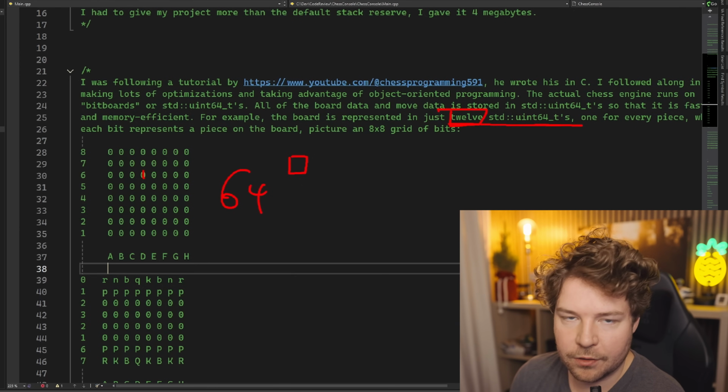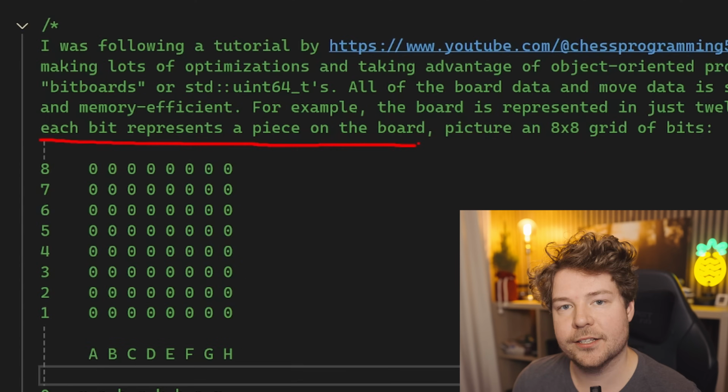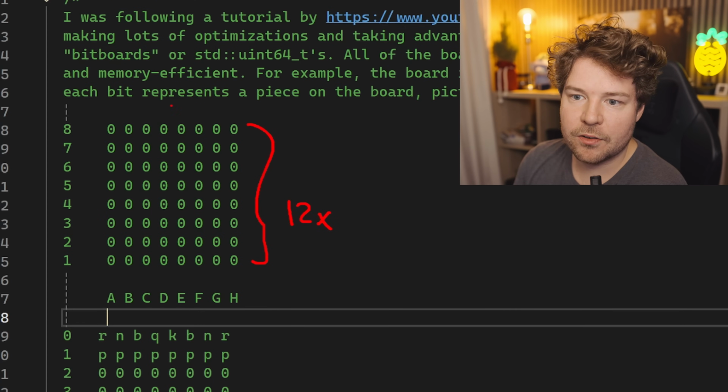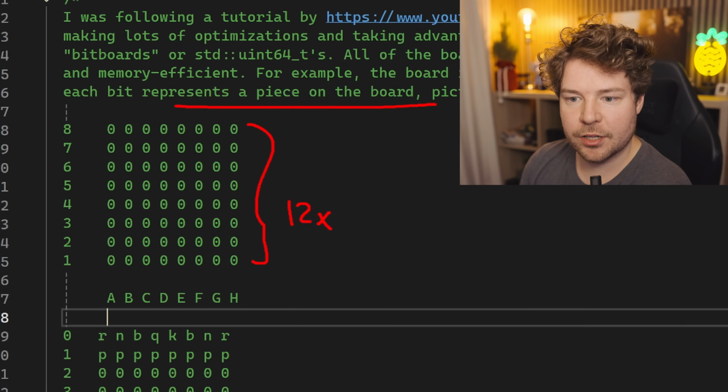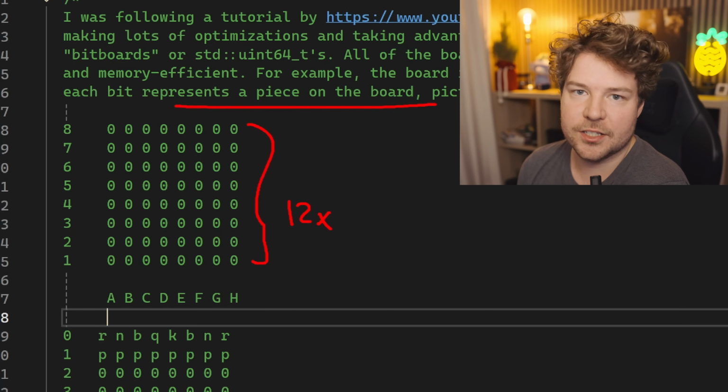So we have 12 here, 1 for every piece, where each bit represents a piece on the board. So we basically have 12 of these. Each bit represents a piece on the board, but remember it can only be 1 or 0. So in other words, we don't know what piece it is. We can't possibly store that. We just know, is there a piece there, which presumably is 1, or is that square completely blank? Is it empty, which would be 0?